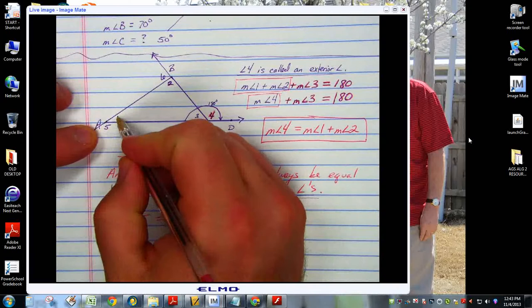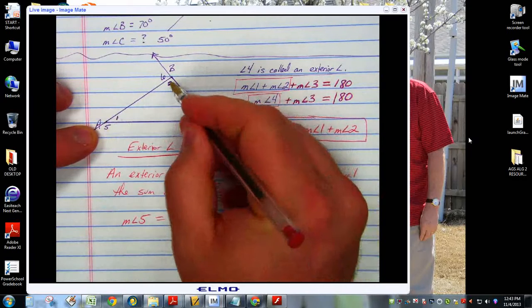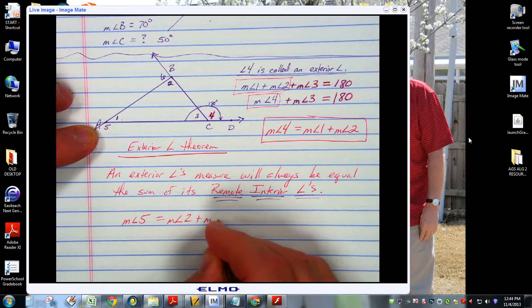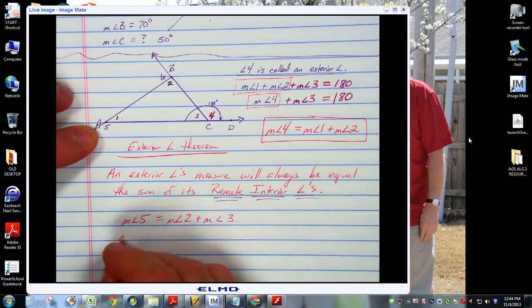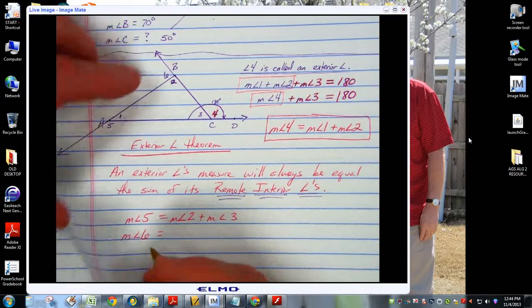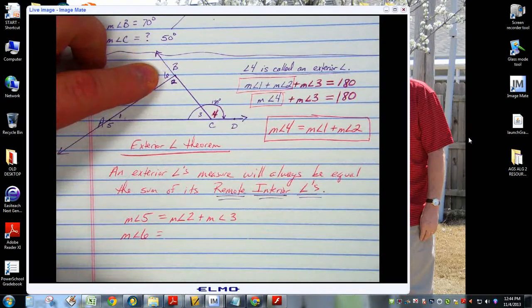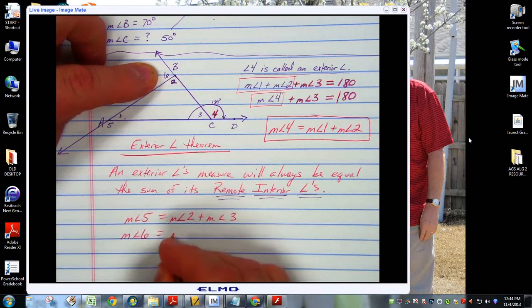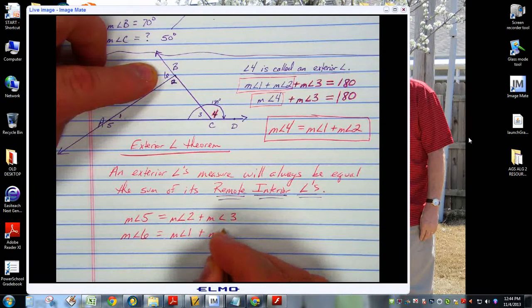It's not the one beside it. Doesn't need a remote for that, but you need a remote for angle 2 and angle what? 3. So it would be equal to the measure of angle 2 plus the measure of angle 3. How about the measure of angle 6? Which 2 angles would it need a remote to change the channel with? 1 and 3. The measure of angle 1 plus the measure of angle 3.